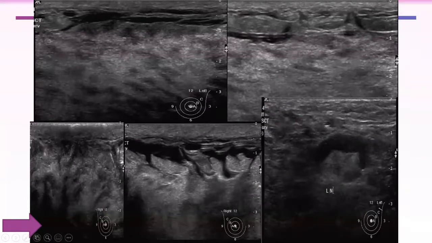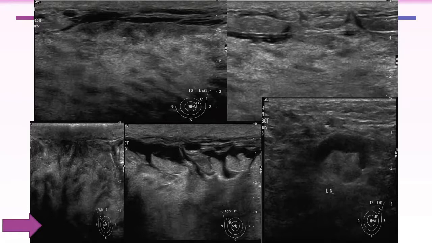It showed asymmetrical cortical thickening and loss of the hilum. So now you are dealing with a non-benign process seen bilaterally. What is your differential diagnosis?